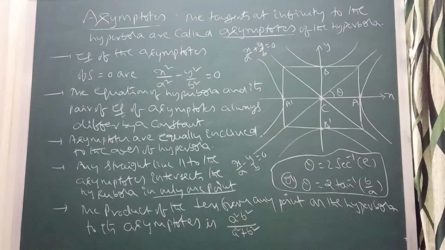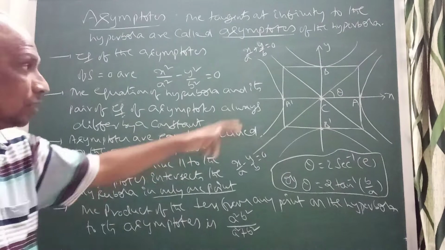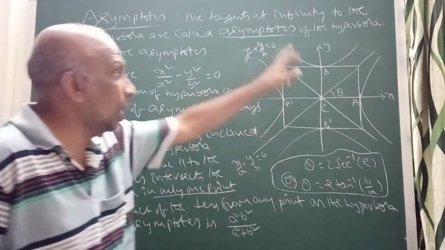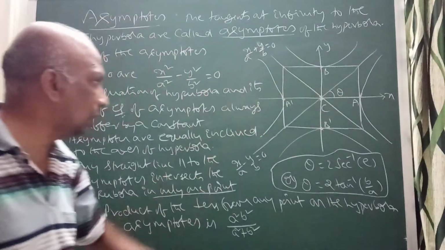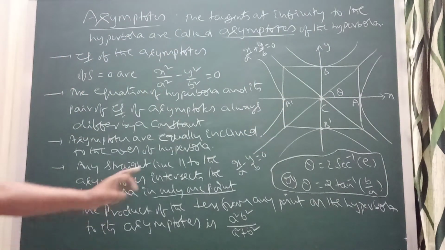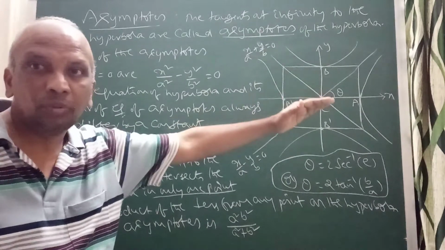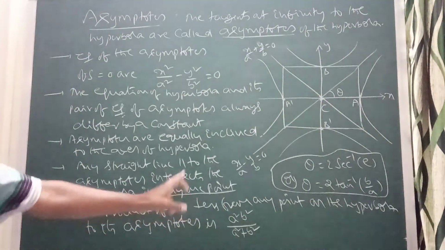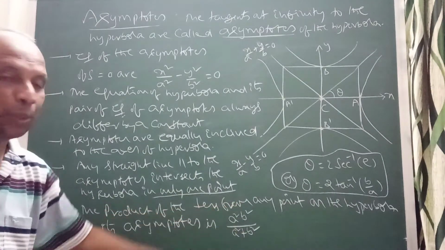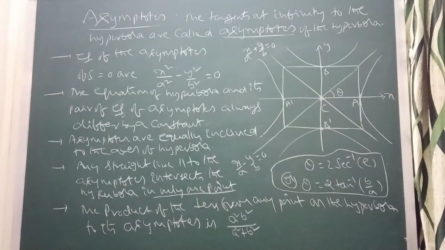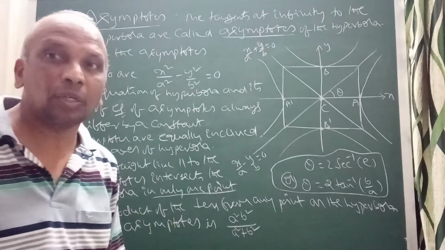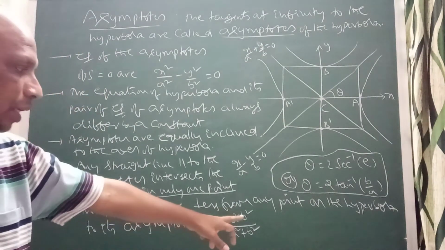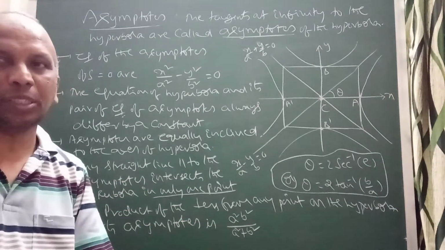Now, the asymptotes are equally inclined to the axis of the hyperbola always. These are the axes of the hyperbola, equally inclined. Any straight line parallel to an asymptote intersects the hyperbola at only one point. The product of the perpendiculars from any point on the hyperbola to its asymptotes should be equal to a square b square by (a square plus b square).